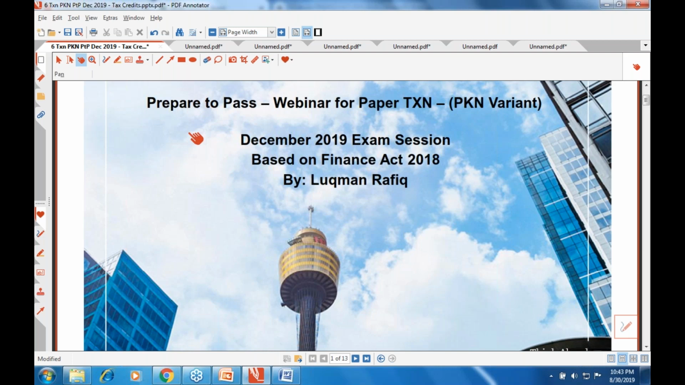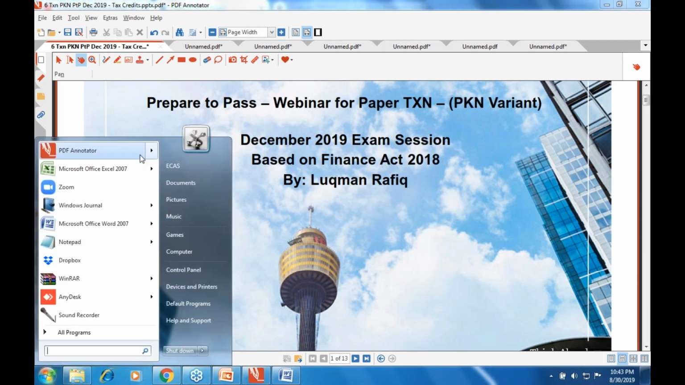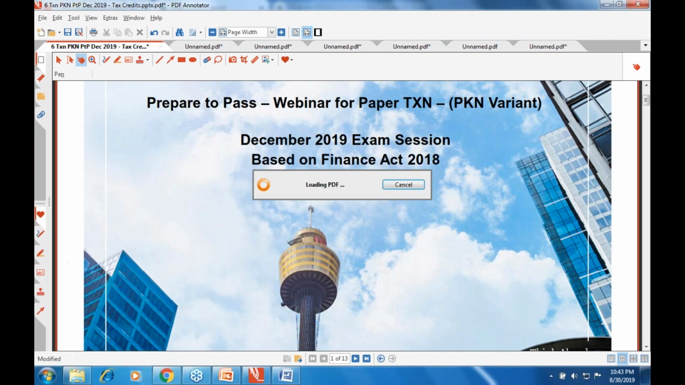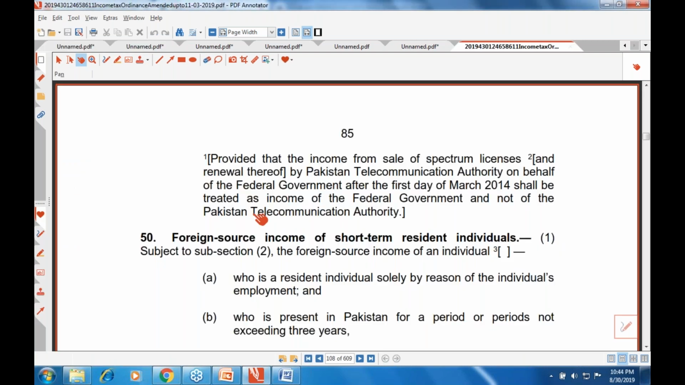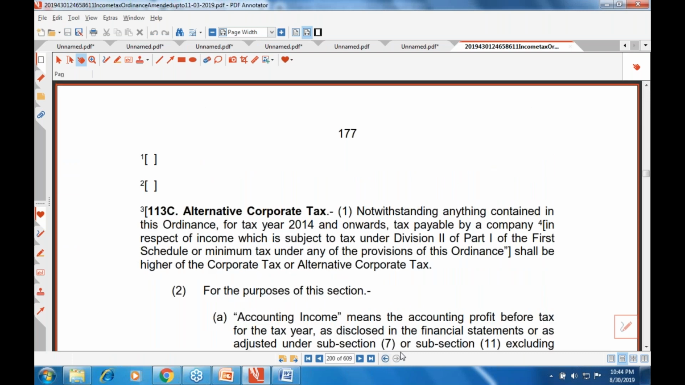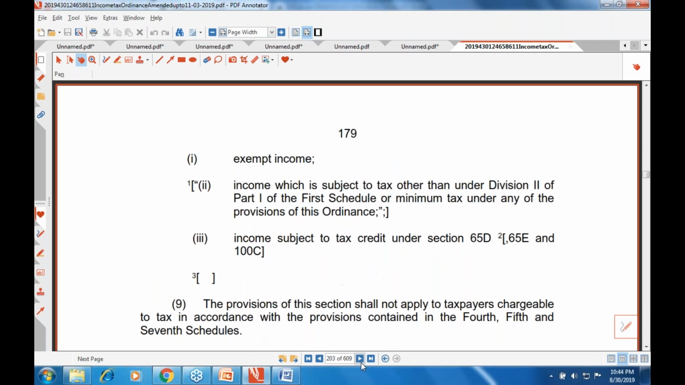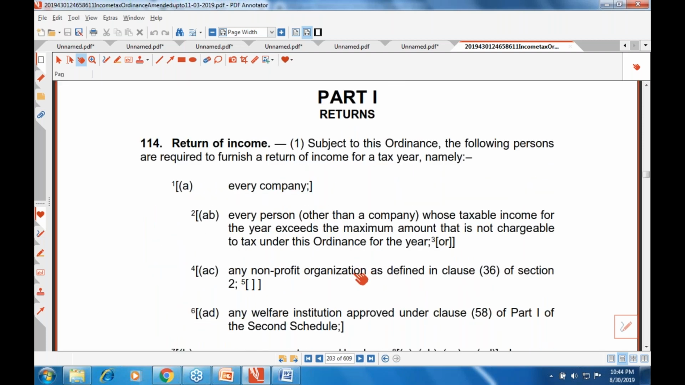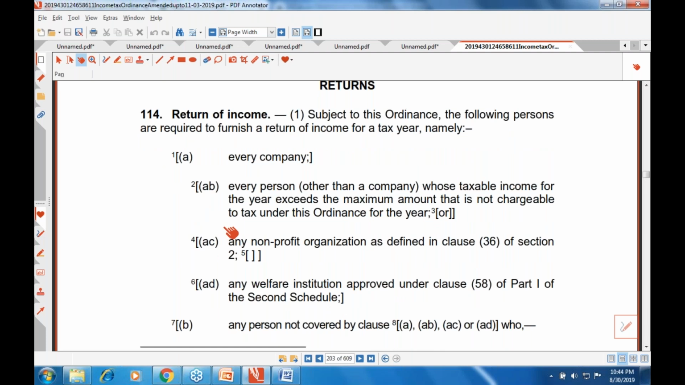Okay. Anil is asking a question relating to housewives who actually have some sort of income. So I'm going to explain to you. There is section 114 of the Income Tax Ordinance that gives a list of people who are required to file a return of income. Every company, and every person whose taxable income exceeds the maximum amount that is not chargeable, which in short means every person who has taxable income. So if there is any taxable income, you have to file.